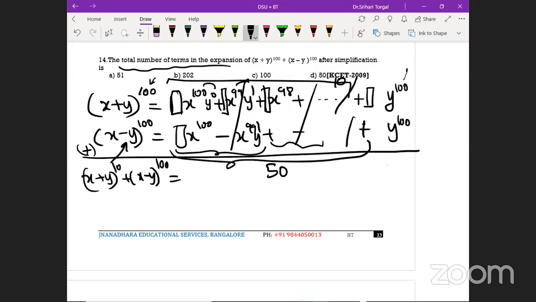And we will be left with one more term, that is the last one, plus 1. The total number of terms will be 51. Option A is the answer.